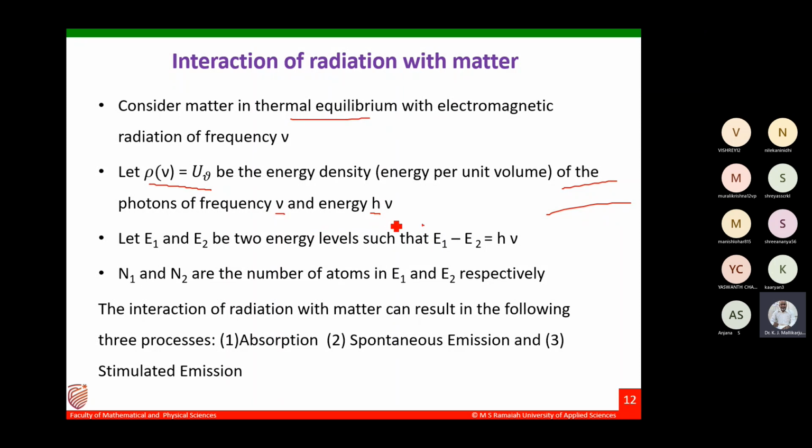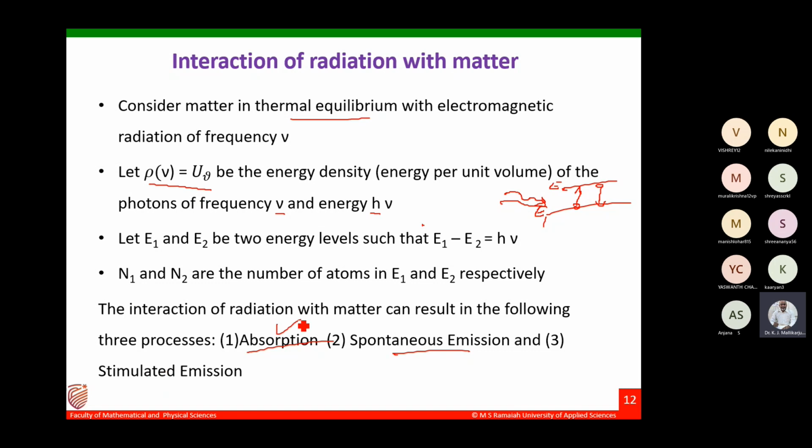and energy is given by h nu, and if E1 and E2 are two energy levels, at that point this incoming photon can either be used to make this atom go to the upper level, or if it is at the higher level, this photon will make it come down. We discussed this concept in detail in the last class. Therefore, during that process there are three processes which can happen.